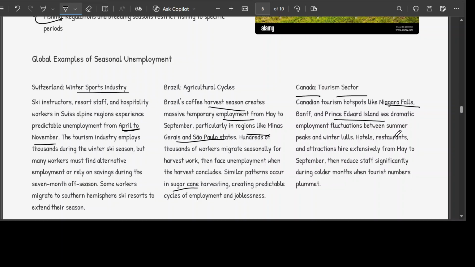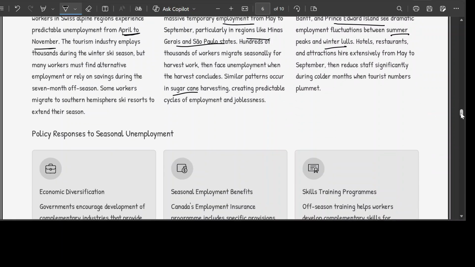Then we have Canada, the tourism sector, like Niagara Falls and Prince Edward Island, which see dramatic employment fluctuations between summer peaks and winter lulls. So hotels, restaurants, and attractions hire extensively from May to September and then reduce their staff significantly in the colder months.